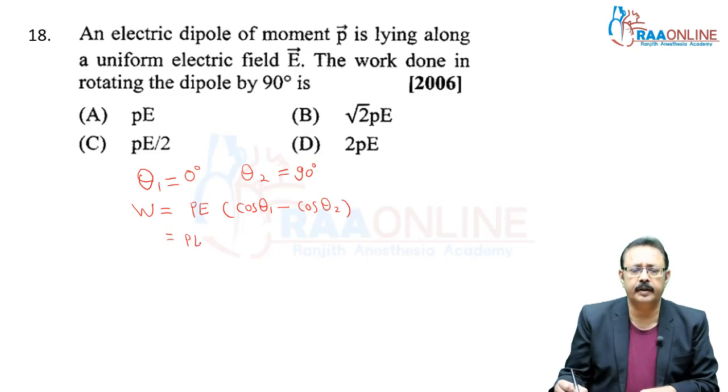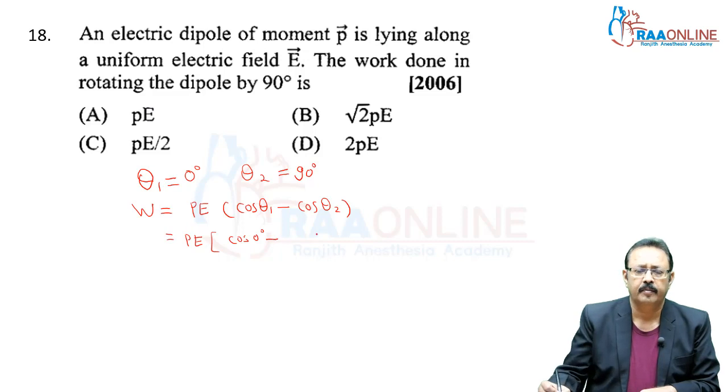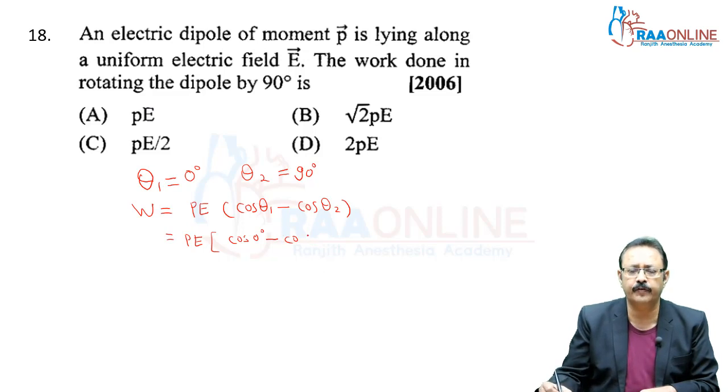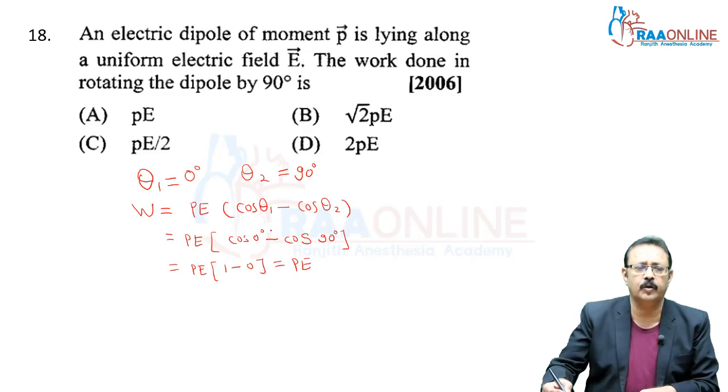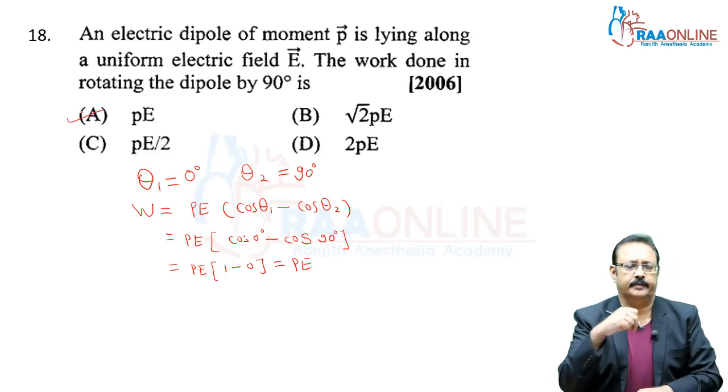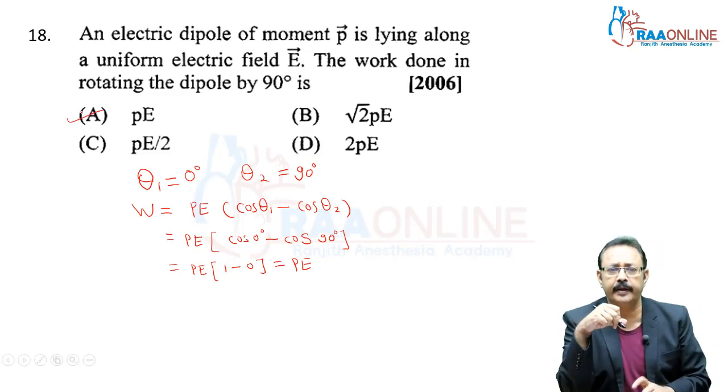So, PE, cos theta 1 means cos 0 degree minus cos 90 degree. We know the values of cos 0 and cos 90. The values are 1 and 0. So, what are we getting? We are getting PE. So, we will go with option A.